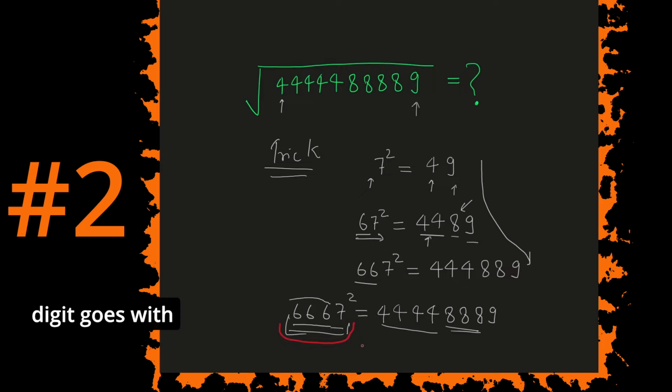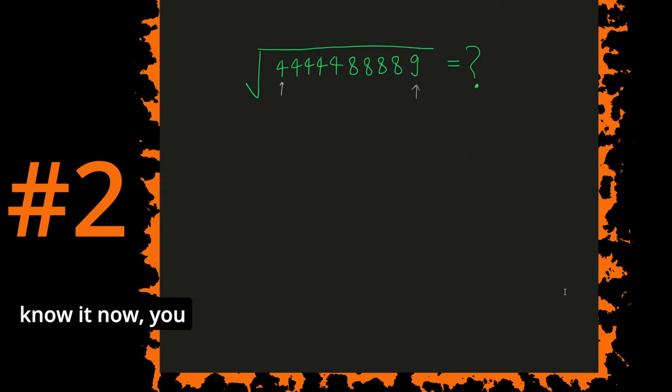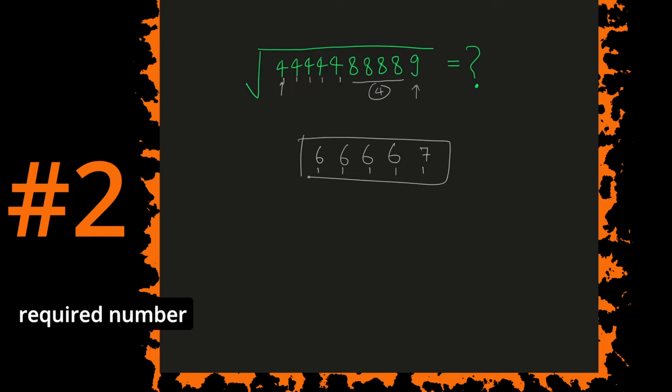So the number of digits goes with the number of 4s, the number of 6s goes with the number of 8s. The last digit is 9. Now we have seen the pattern. Now we can directly write the answer. If you know this trick, now you have seen the pattern and you know it. Now you can write the answer of this question directly. There are 5 4s, so there will be 5 digits, 1 2 3 4 5, and the last digit should be 7. The number of 8s is 4, so the number of 6s should be 4. So this is the required number and the answer of the problem.